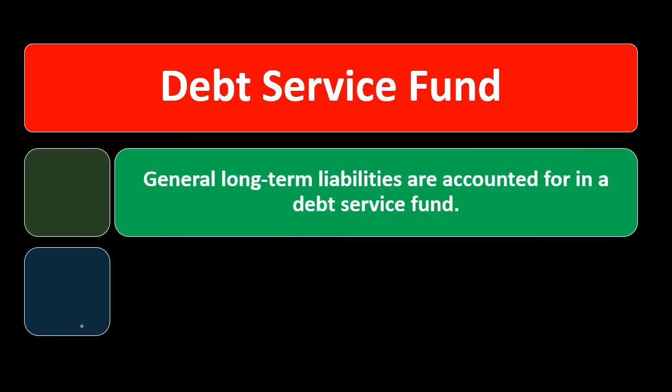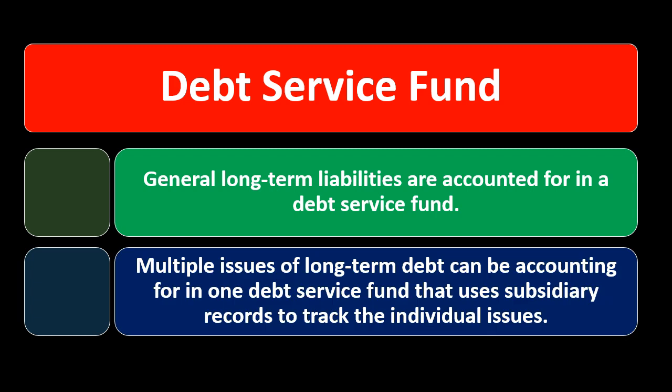Debt service fund. General long-term liabilities are accounted for in a debt service fund. Recall that the debt service fund is a governmental type fund and therefore uses modified accrual rather than standard accrual, and therefore we're not actually going to record the long-term liability as a long-term liability in the debt service fund. It'll be recorded in the government-wide activities. We're going to record basically the flows, which could include certain things in terms of the financing or money that's been set aside for the payment of the debt, as well as the payments of the debt. So we're recording the activity within the debt service fund.